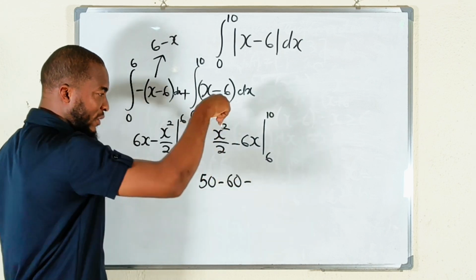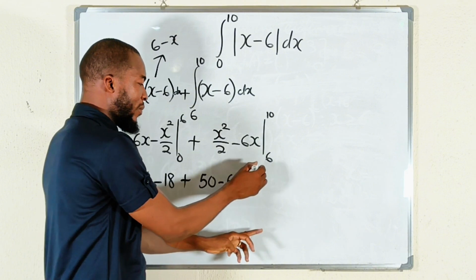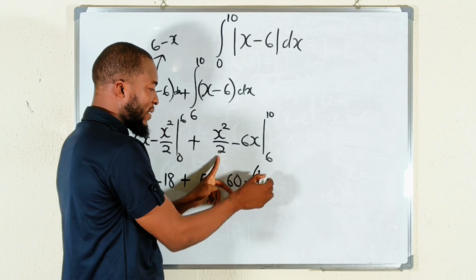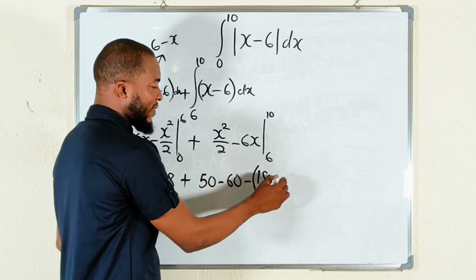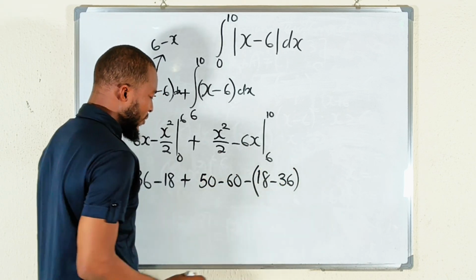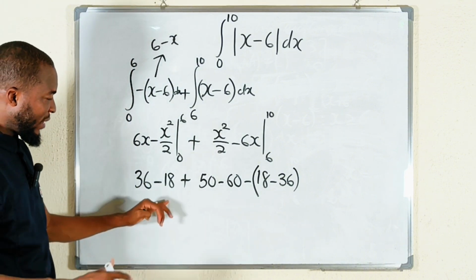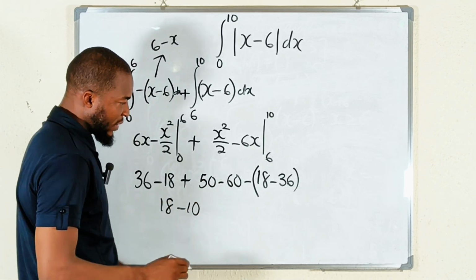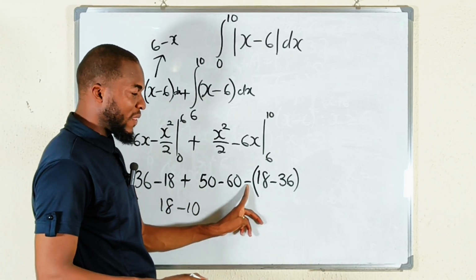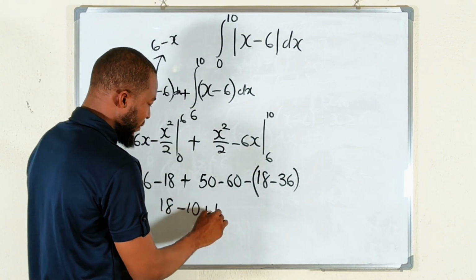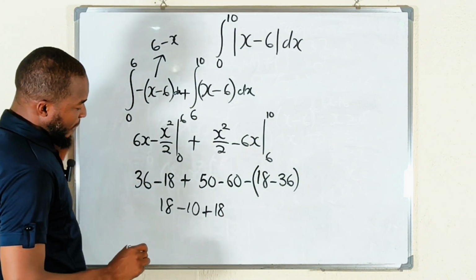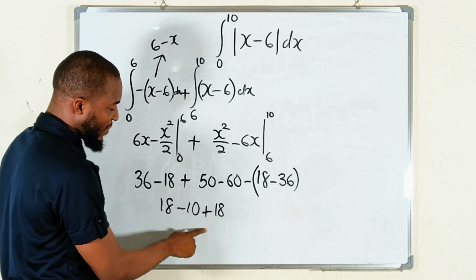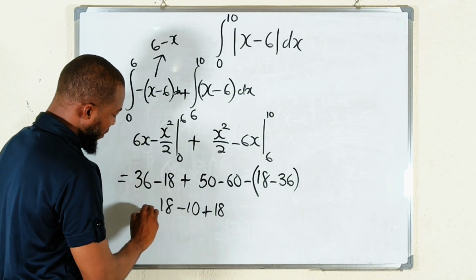But remember to subtract the lower limit. So we have a bracket here, don't forget. 6 squared is 36, divided by 2 is 18. Minus 6 times 6 is 36. So this is what we have to simplify. This minus this is 18. This minus that is minus 10. This minus this is minus 18. Together with this, you have plus 18. This plus this is 36. Minus 10 is 26.